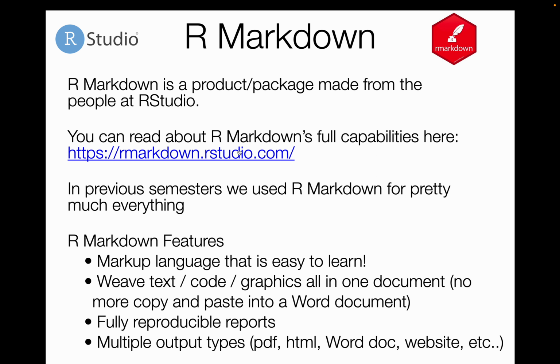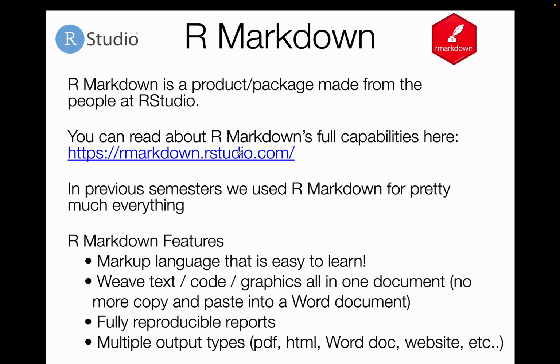That's not always true with other things. There is a reproducibility issue in science in general that is a big problem that people are very concerned about. So being reproducible is a good thing, and that's another reason why we're using it. And there are multiple output types. You can make a PDF, an HTML file, a Microsoft Word document, a website, and so forth.